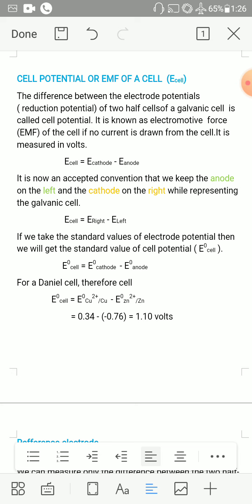And if we take the standard value of electrode potential, then we will get the standard value of cell potential, which is represented by E0 cell. So E0 cell is equal to E0 cathode minus E0 anode.